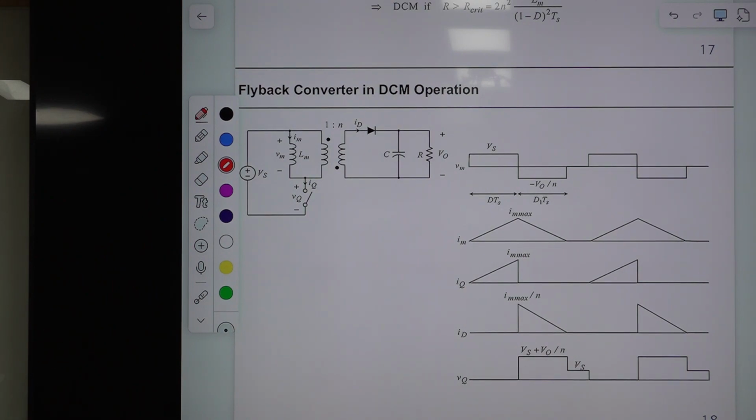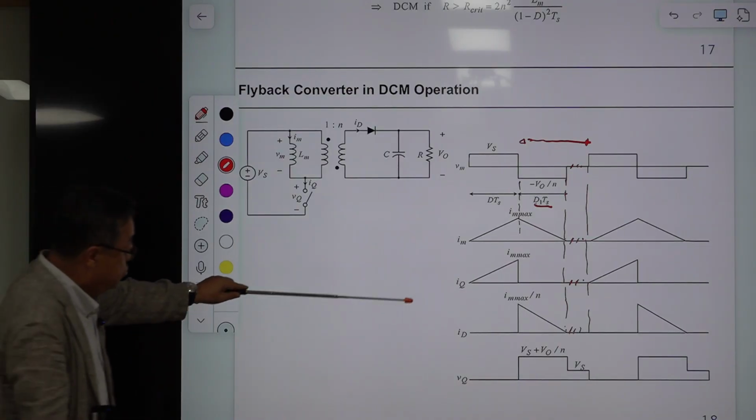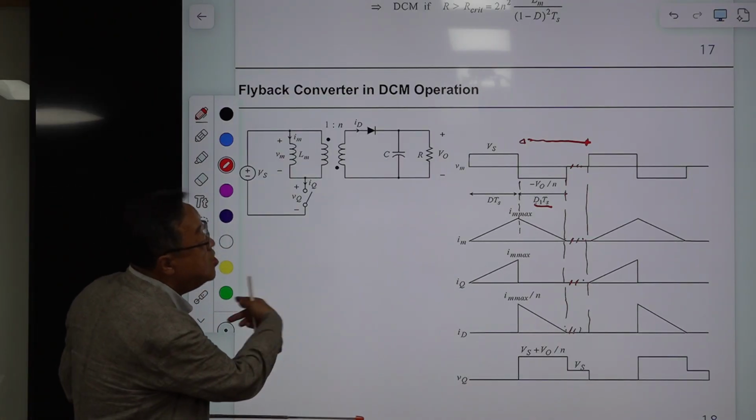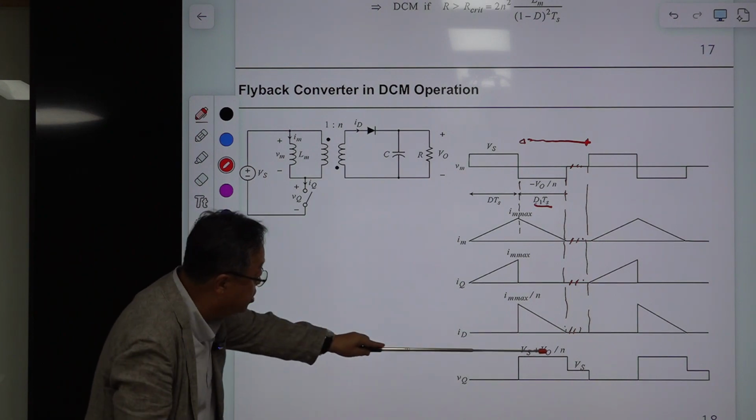Everything remains the same. This is the DCM period, where there is no current, and this is the uptime period. Within the uptime, the time period where this diode current is non-zero, you call it D1 TS. These are the waveforms. You easily understand this, very similar to the continuous conduction case.